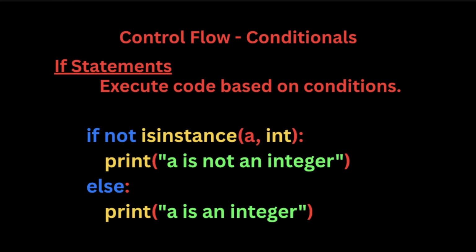So control flow, let's talk about if statements. So execute code based on conditions. Now this is a small block of code. It has an if statement. We need to know about if statements also. So what this is saying, if not isinstance(a, int), print a is not an integer. Now let's break this down. So it's basically saying it takes two arguments, a and int. So it's saying if a is not an instance of an integer or a whole number, we're going to go ahead and print a is not an integer. Else we just print a is an integer.